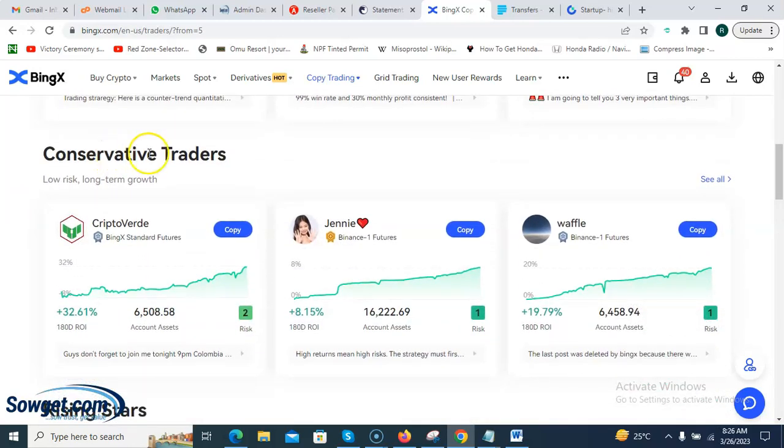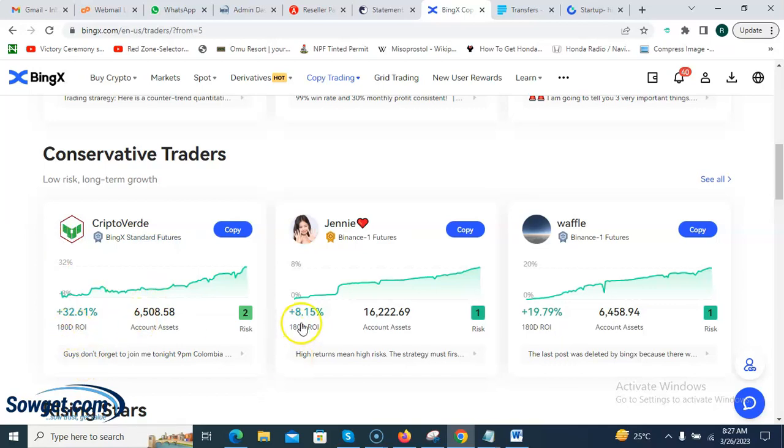So you see this next table here, BingX says conservative traders. This conservative trader simply means traders that you can copy from, but they are on a very low risk. The risk in their account is so low, meaning that the probability of them losing their entire money is almost zero. So that's what you are seeing here. You see conservative trader. You can see the return on investment after 180 days is just 32%, though the profit or the return you get from this kind of traders is very low.